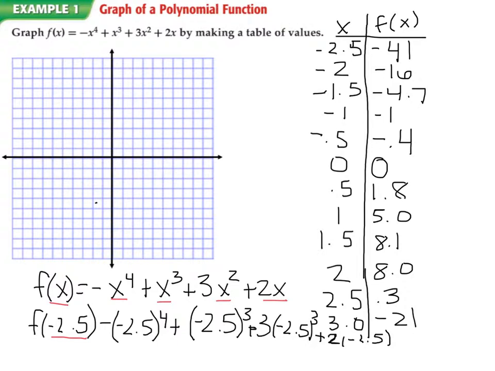And then we have negative 1, negative 1, which is going to be in this area. I'm going to darken these. Then we have negative 0.5, negative 0.4, which is going to be about right there, right next to where we already have our dot. And then we're going to have 0, 0, and 0.5, 1.8, and 1 and 5.